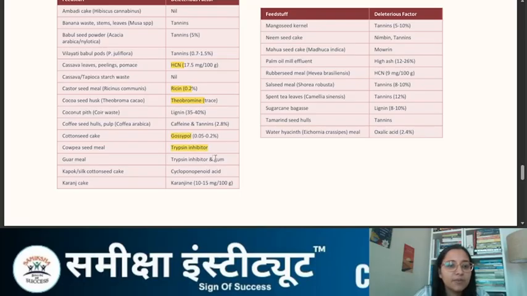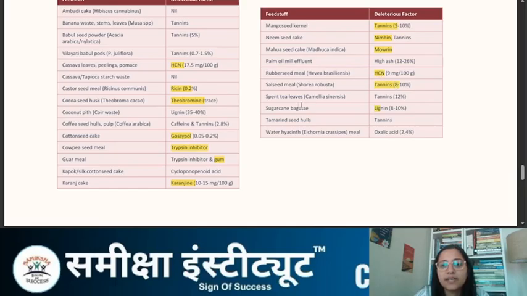Guar meal, gum will be present. Then cotton seed cake, silk cotton seed cake, cyclopenoid. Then karanjin. Mango seed kernel, again tannins. Then neem seed, nimbin, tannins. Mahua seed, mowrin. Okay. Then palm oil, high ash will be present. Rubber seed, okay, HCN will be present. Sal seed meal, tannins will be present.